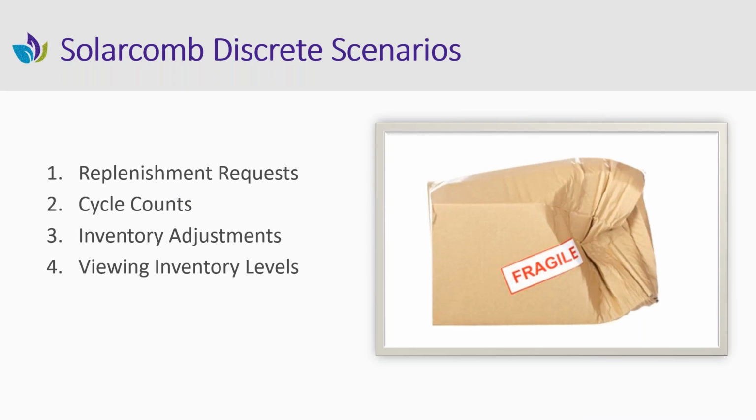We're also going to cover some other one-off and sometimes ad hoc processes and tools to manage your inventory. So we're going to see a replenishment request, a cycle count. We'll create an inventory adjustment, and we'll also look at viewing inventory levels as well. And all of those will be done on the TaroWorks mobile app.